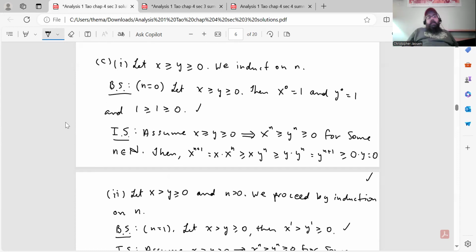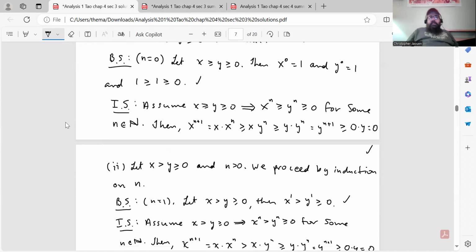Let's start with the base step, n equals 0. Let's assume that x is greater than or equal to y, greater than or equal to 0. Then x to the 0 obviously is equal to 1, and y to the 0 is equal to 1 by definition. And obviously 1 is greater than or equal to 1, which is greater than or equal to 0, so the base step is satisfied. Then we do the inductive step.